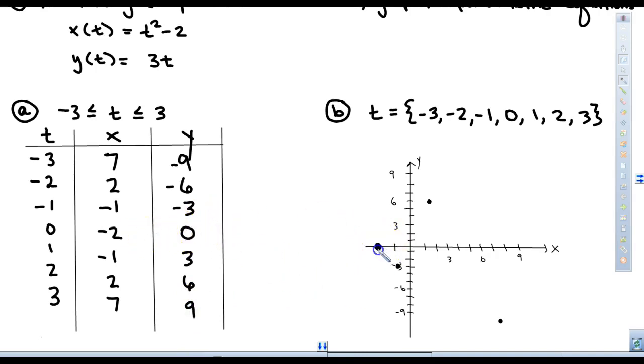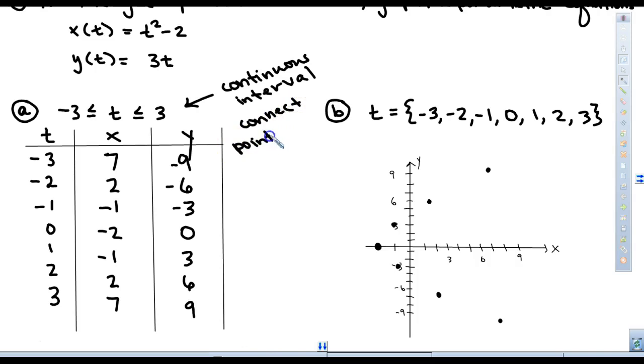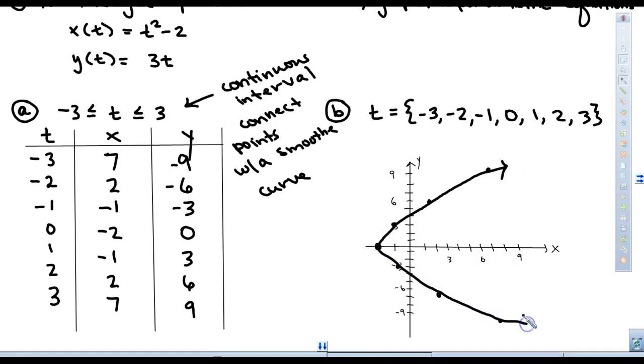So -2, 0, and -1, 3, and then 2, 6 I already have. I need to plot 2, -6, and then the 7, 9. There we go. Okay? And as long as your interval is continuous, okay, this is a continuous interval from -3 to +3, then you will connect your points with a smooth curve. We're going to pretend that's a smooth curve. I think it's supposed to be a sideways parabola, okay? As a matter of fact, I know it is. I'll show you why in just a second, okay?